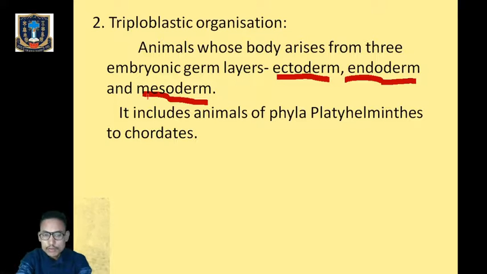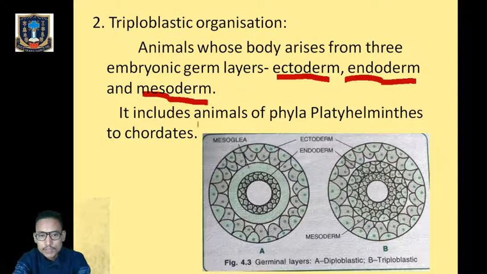These triploblastic animals are mainly seen from the phylum Platyhelminthes to the chordates. So we are triploblastic. We have got three embryonic germ layers: ectoderm, endoderm, and the mesoderm. If you look at the diagram, this figure number A is diploblastic. We have already discussed this. Let's move to figure number B.